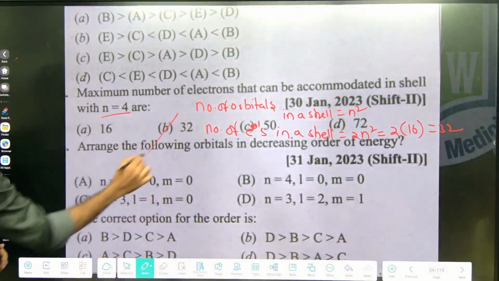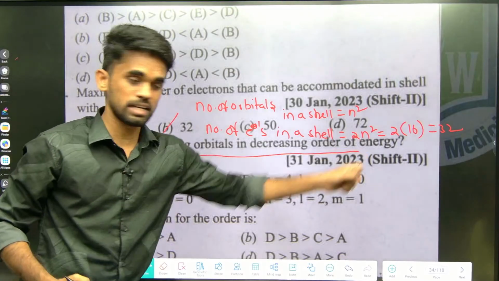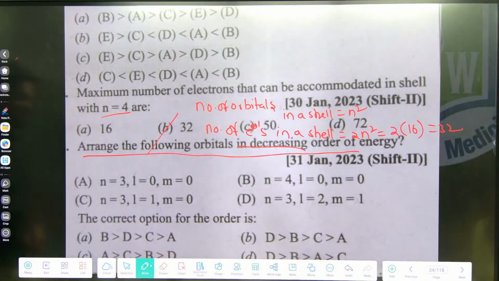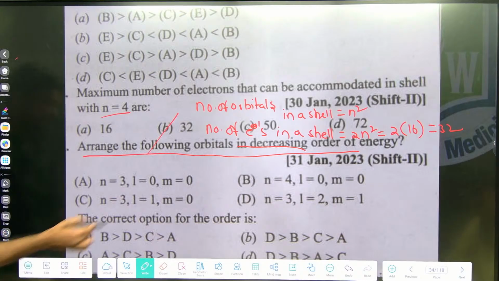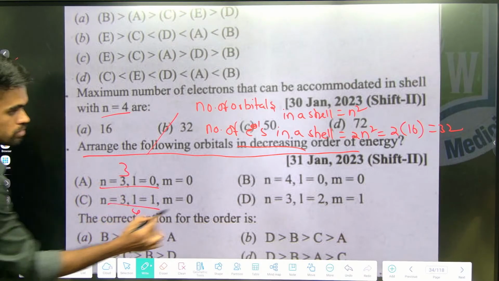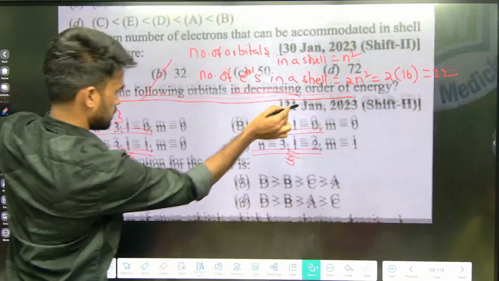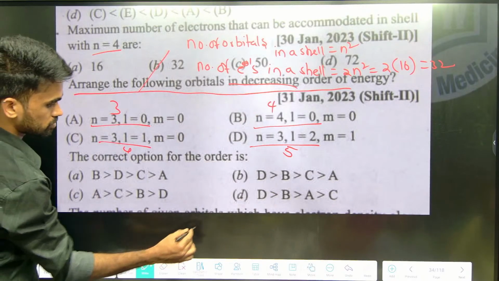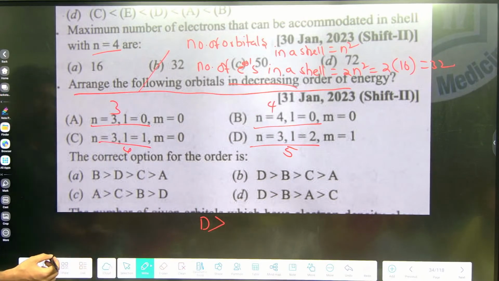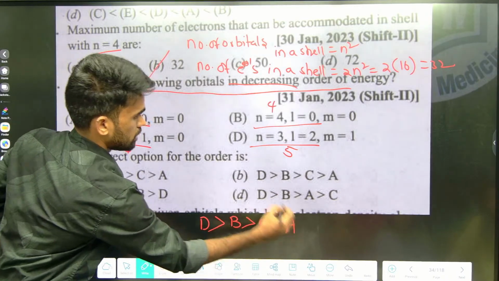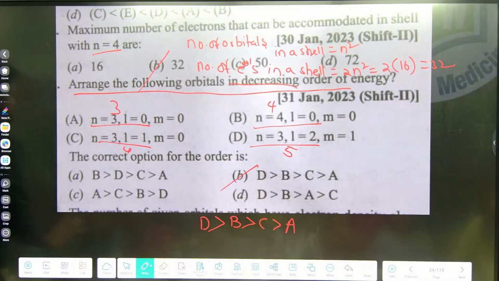So which one? B. Next one, arrange the following orbitals in the increasing order, decreasing order. Tell me. What to do? Just n plus l. Check here. This is 3. This is 4. This is 4. So which is highest? D. After D? B. Next C. A. D, B, C, A, B. Perfect everyone? Everyone got this or not?